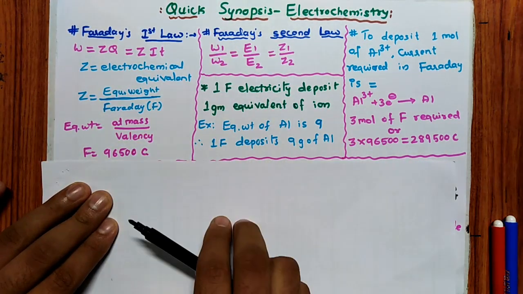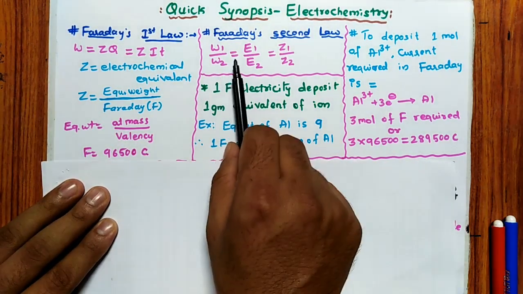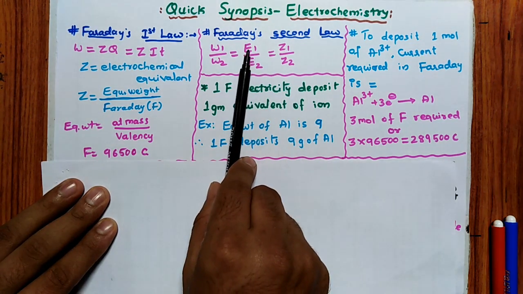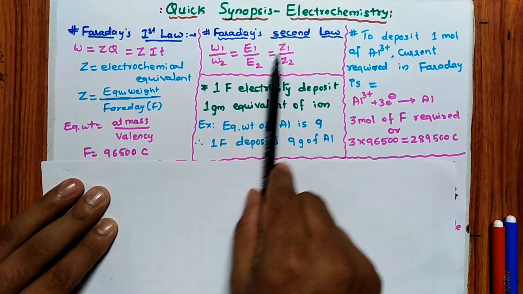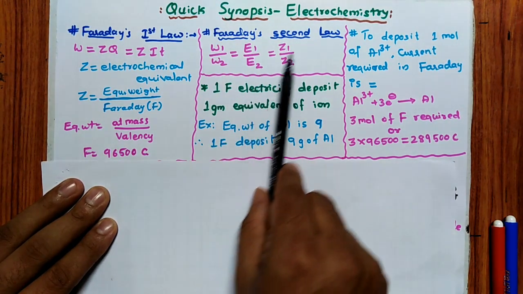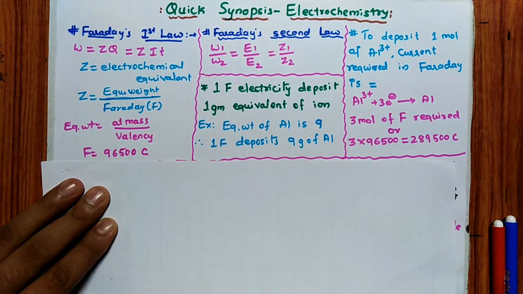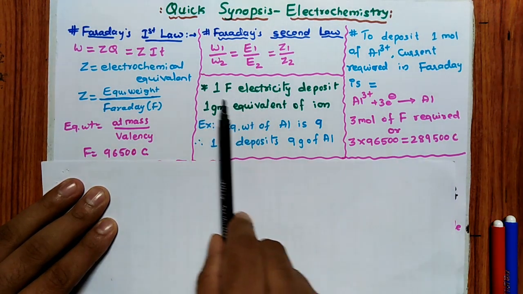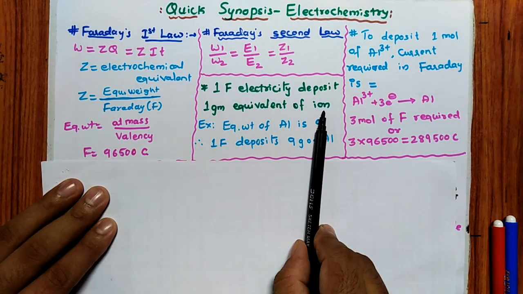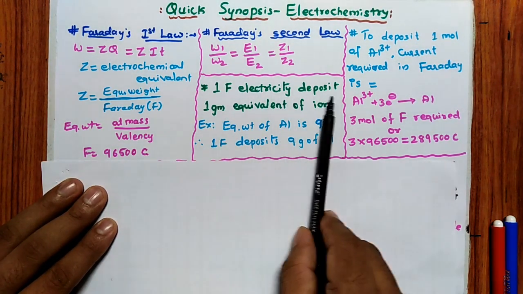Then Faraday's second law can be given as W1 by W2 is equal to E1 by E2, that is the equivalent weight of the first divided by the equivalent weight of the second, which is equal to Z1 by Z2. So W1 by W2 is equal to E1 by E2 is equal to Z1 by Z2. Remember that. Always remember, 1 Faraday of electricity deposits 1 gram equivalent of an ion.